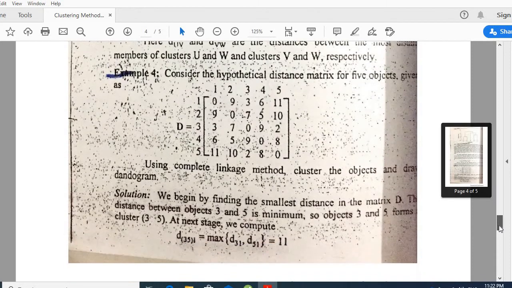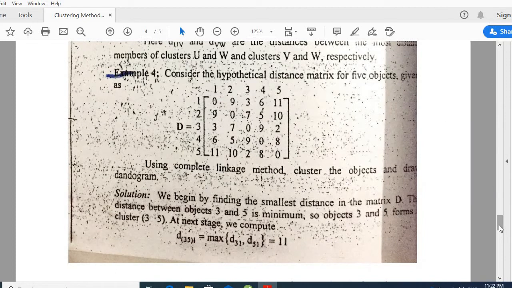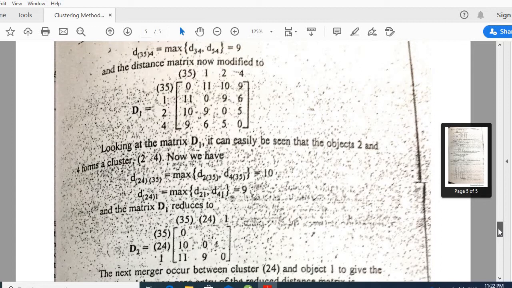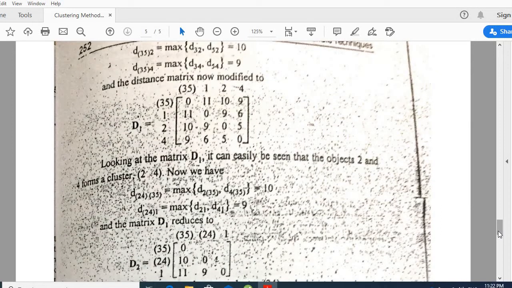The distance between 3 and 5 with 1: the distance between 3 and 1, and 5 and 1, and the maximum of d3 1 and d5 1 is 11. The distance between 3 and 1 is 3, and the distance between 5 and 1 is 11. So we take 11 as the distance between the group 3 5 and 1. Similarly, other distances will be found in the same way, and we will make another matrix of distances, that is d1.